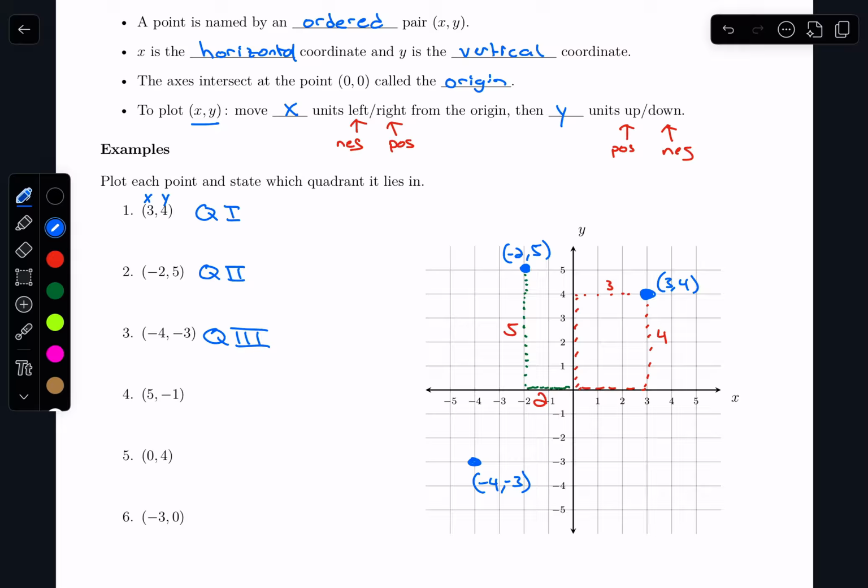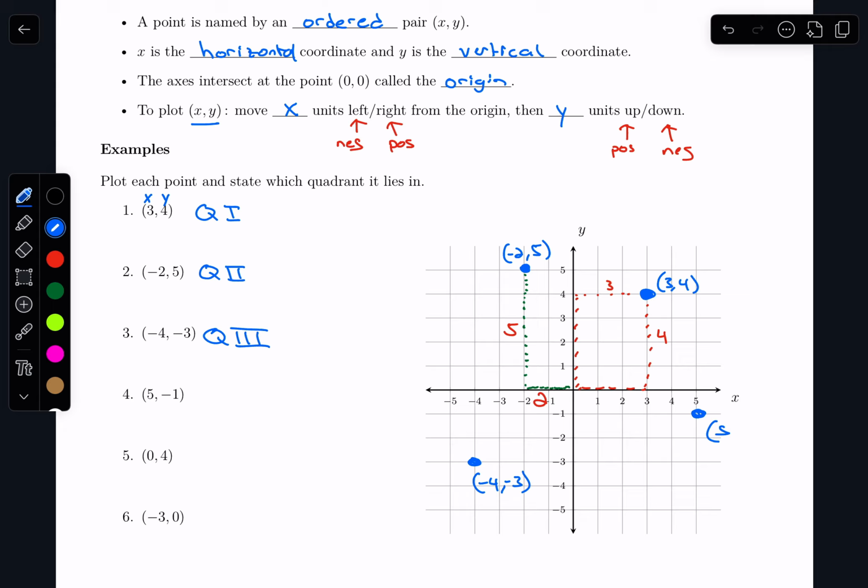Next one, number 4, says 5, -1. Notice that it's a positive x and a negative y. For a positive x and negative y, I'm going to end up in quadrant 4. I'm going to go 5 units to the right and then 1 unit down.